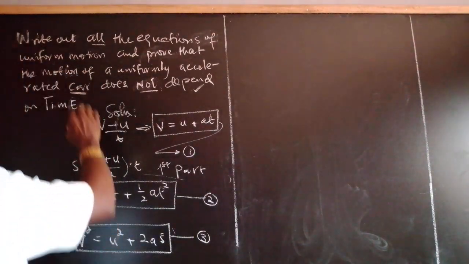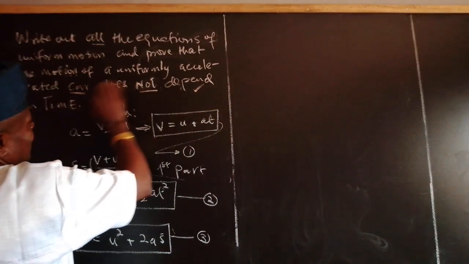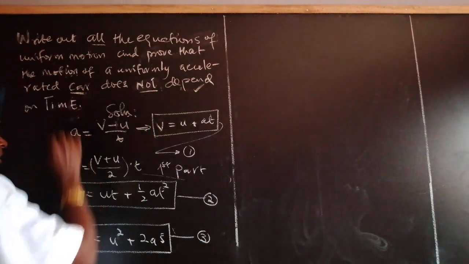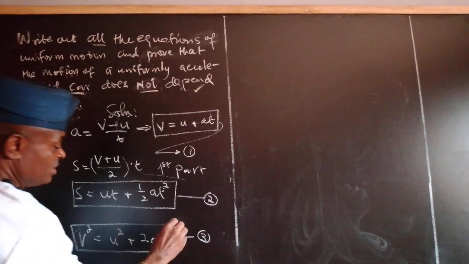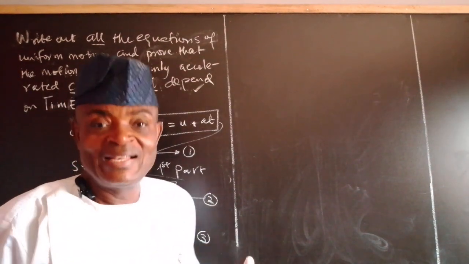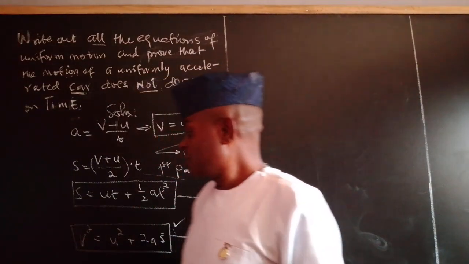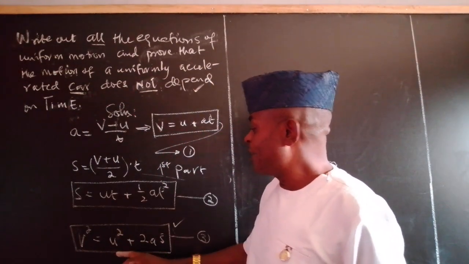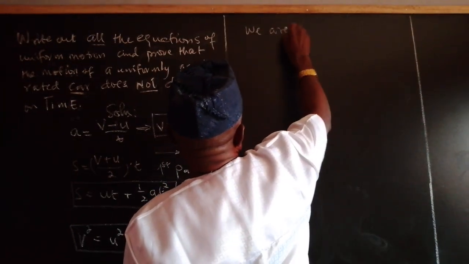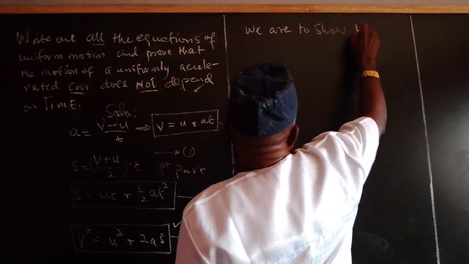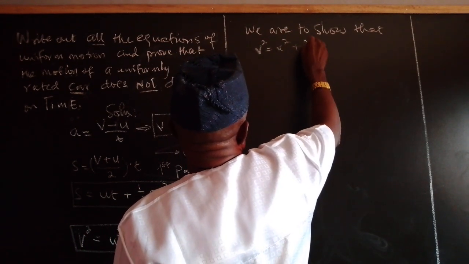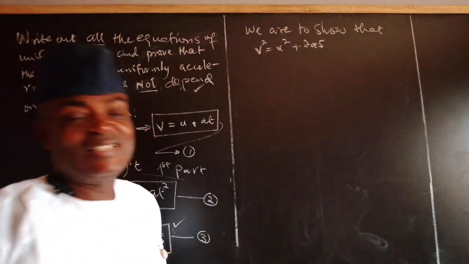But we ask in the second question that the car is uniformly accelerated. All right, we should show that it does not depend on time. Now, out of these three equations, this is the equation that does not depend on time because we don't have time here. And that is the one that will help us to establish that. So how can we prove this equation? So we are to show that v squared is equal to u squared plus 2as. I think that is very important.